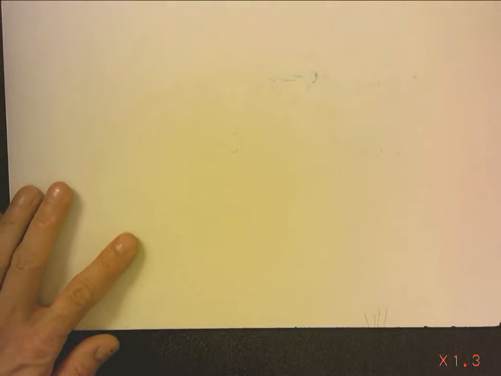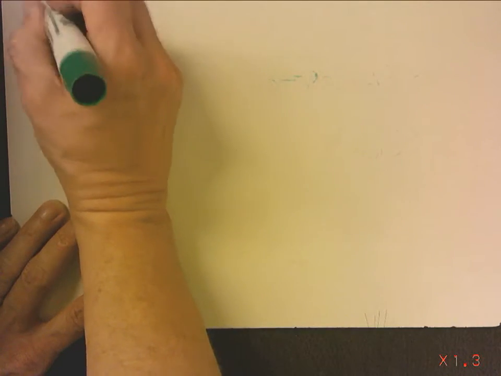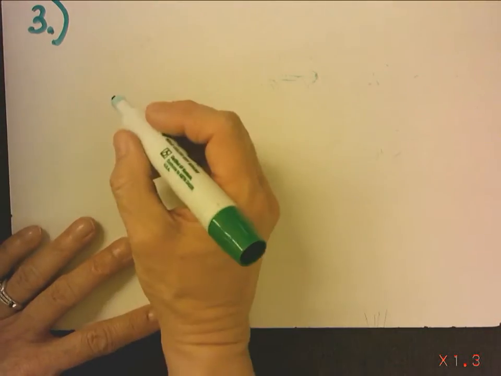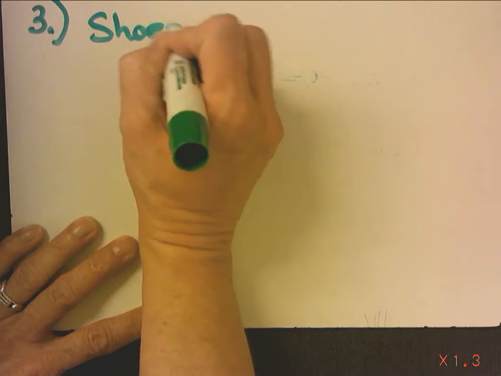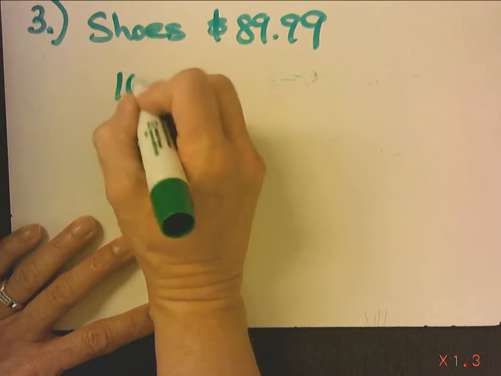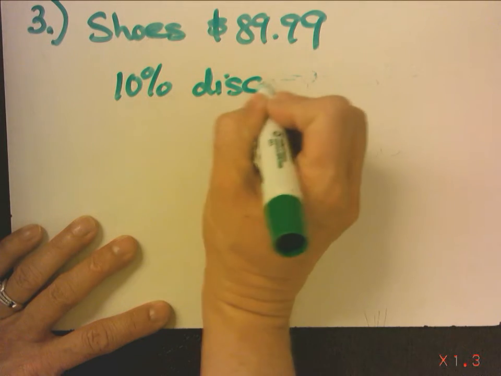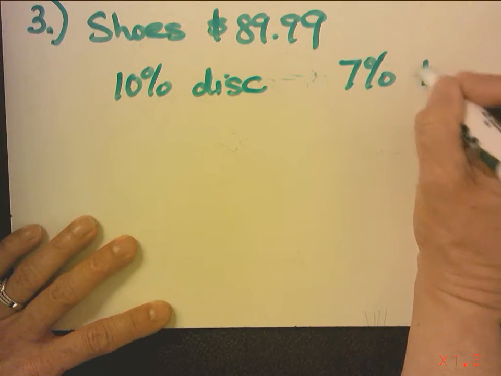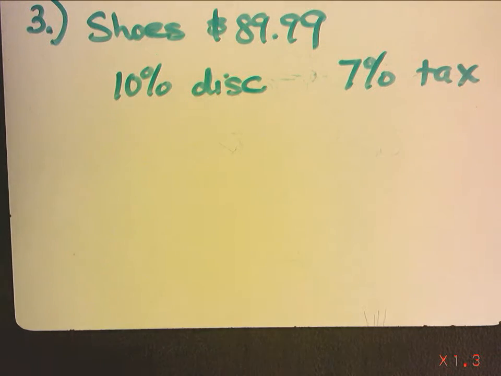Now, let's look at number 3. There's multiple ways to solve number 3. First, it tells me that my shoes cost $89.99. Then I get a 10% discount, but I have to pay 7% tax. Okay? So, I need to find the total cost of the shoes. Now, the first thing we're going to do is find out what the cost of the shoes is after the discount, because you only pay sales tax on your discounted price.